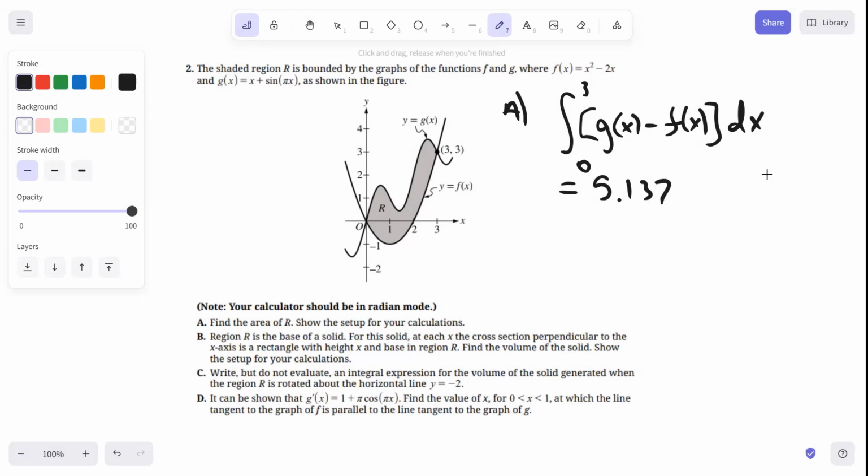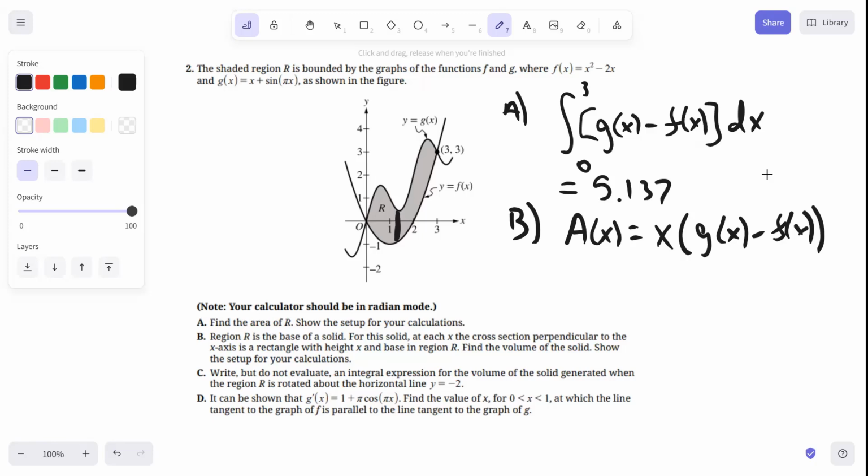Part B, the region R is the base of the solid. For this solid at each x, the cross-section perpendicular to the x-axis. So we know our slice there is going to be a vertical slice going through the x-axis, is a rectangle with height x and base in region R. Find the volume of the solid, show the setup for your calculations. So for part B, the area of a slice in terms of x is going to be, since it's a rectangle, base times height. They said the height is x and the base is in region R, which is just g of x minus f of x.